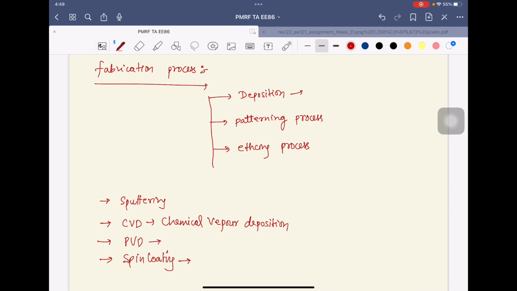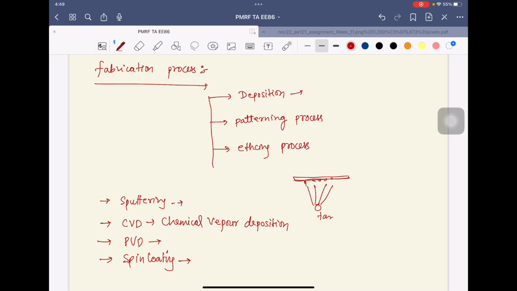Okay, so sputtering is something like you have some target, and then you sputter it through the plasma of argon, and here is your substrate. So this metal is deposited on the surface from this target, so this is called the sputtering process.